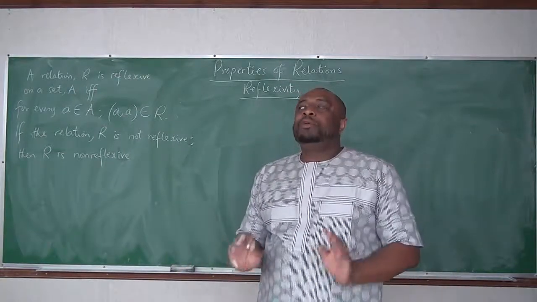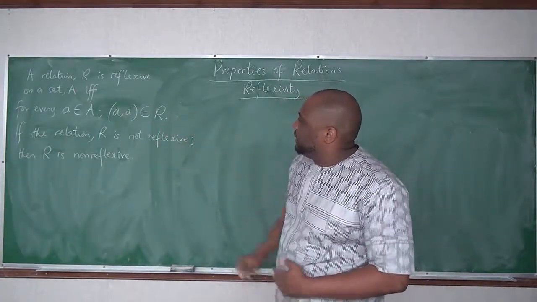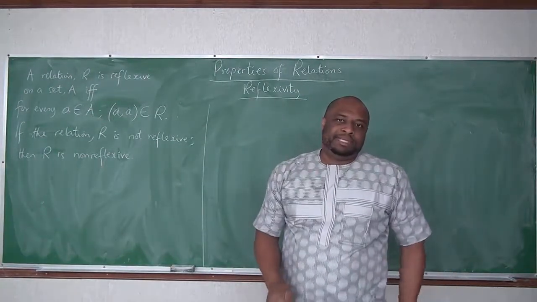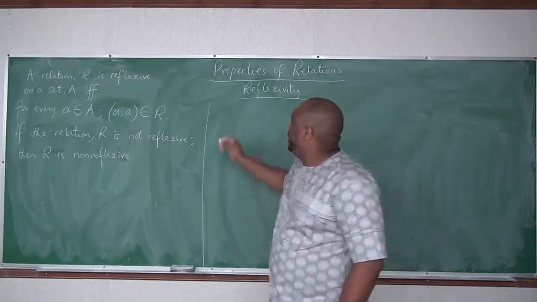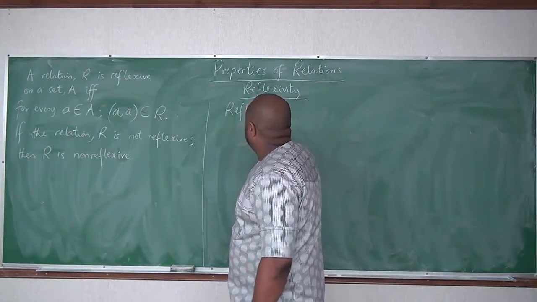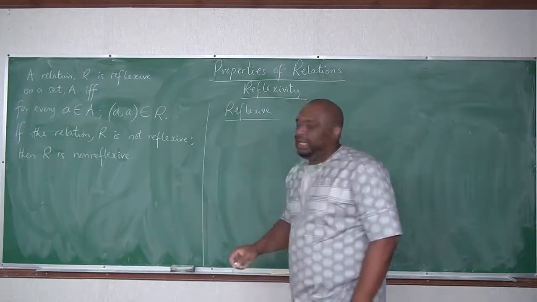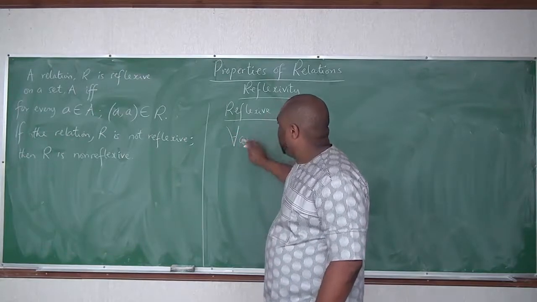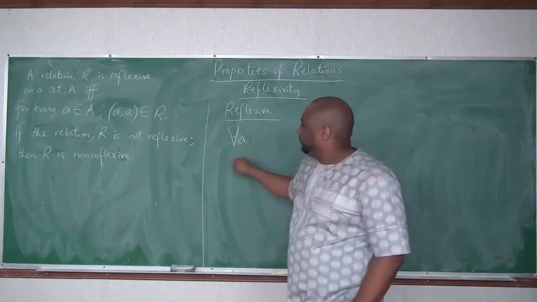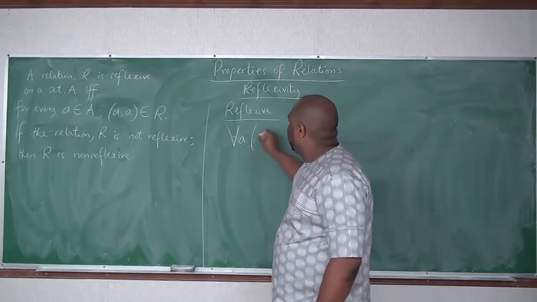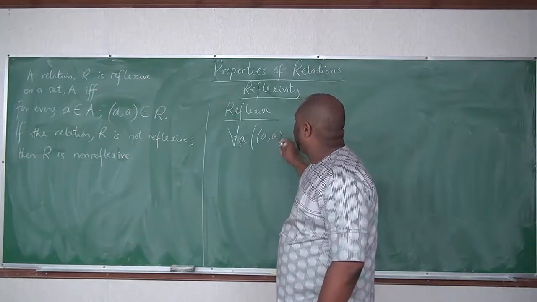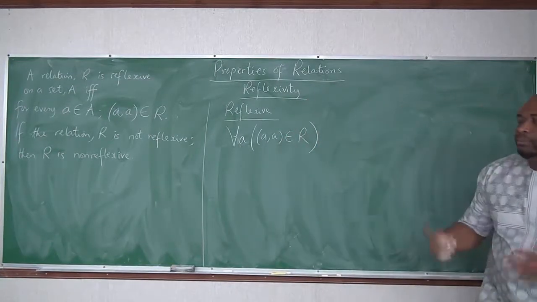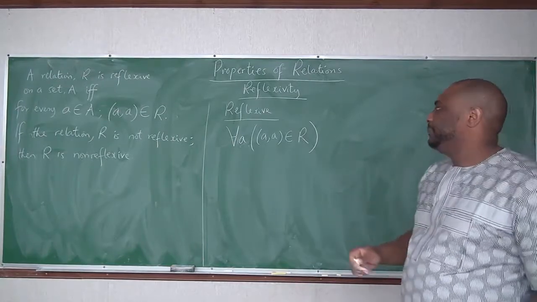Now, if we have to represent this in sets, let's represent this in predicate logic. Reflexive means that for all a, (a, a) is an element of the relation. This is if we present this in predicate logic.